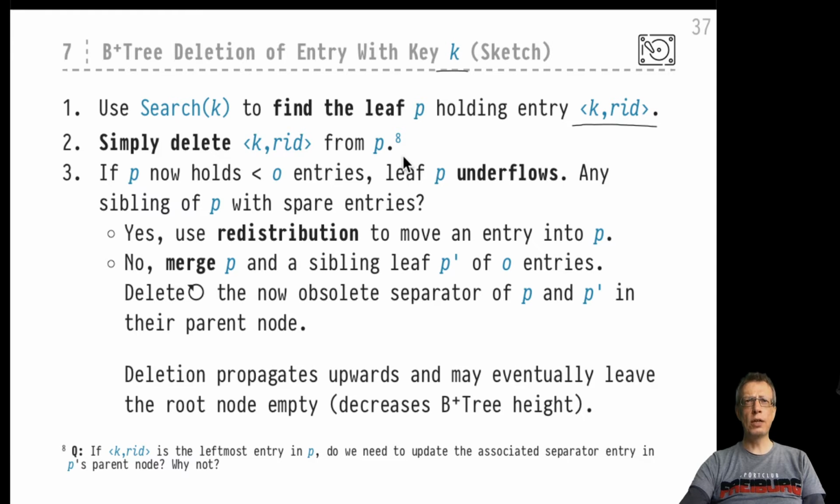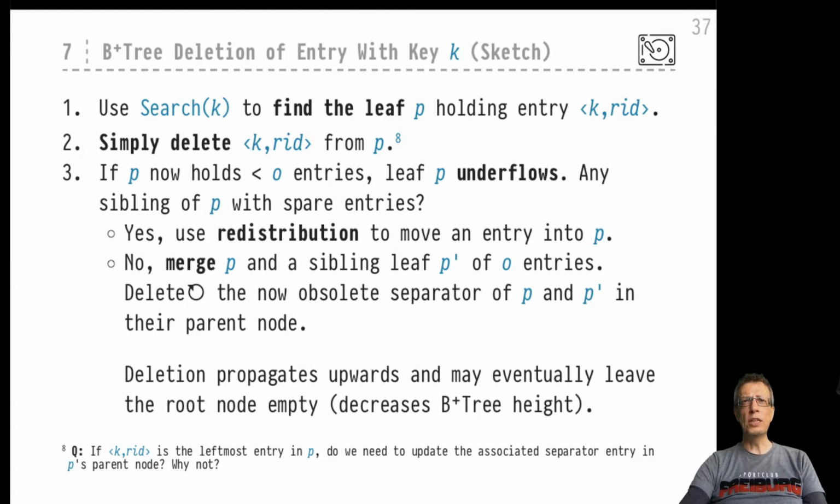And now let's check the state of leaf P after we have deleted this one entry. If the leaf now holds less than order entries, less than O entries, we have to react, because now our leaf underflows and violates our minimum occupancy rules. At least O entries, order entries, have to be stored in one such node. So it's not acceptable to underflow. We have to react here.